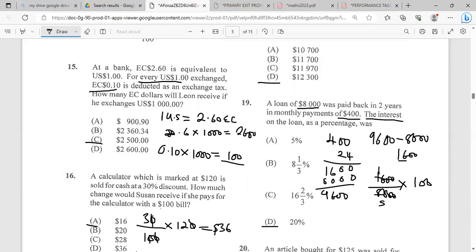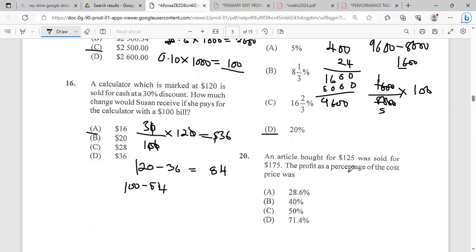All right, 20. An article was bought for $125 and was sold for $175. The profit as a percentage. So the profit is equal to what you sell it for minus what you buy it for, right? So you make an extra $50 on it. And it's the profit as a percentage of the cost price. Now the cost price for you was 125, and that's what you bought it for, right? So it's going to be 50 over 125. And you work on that, and you're good to go.